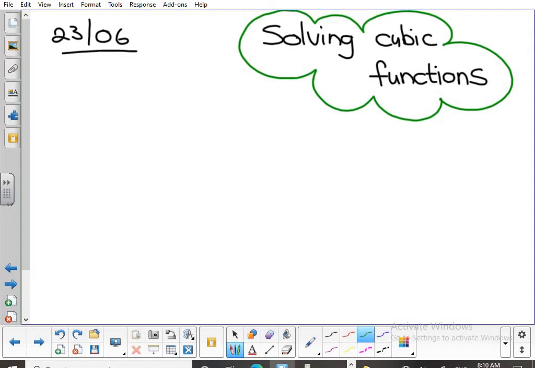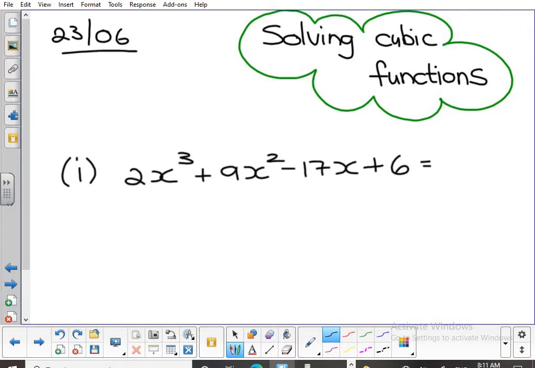Okay, so now we're going to do exactly the same thing. The only difference is now it's not an expression anymore, but it becomes an equation. So I'm going to give you this. Look at this. I'm going to have example number 1: 2x to the power of 3 plus 9x squared minus 17x plus 6, and that's equal to 0.